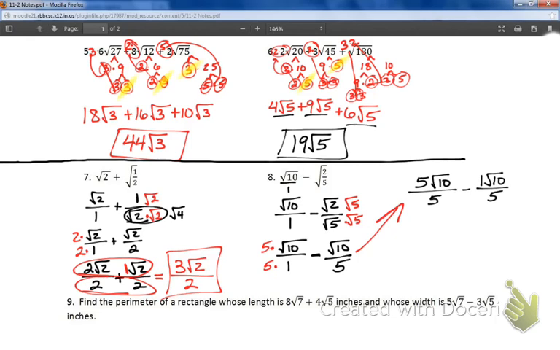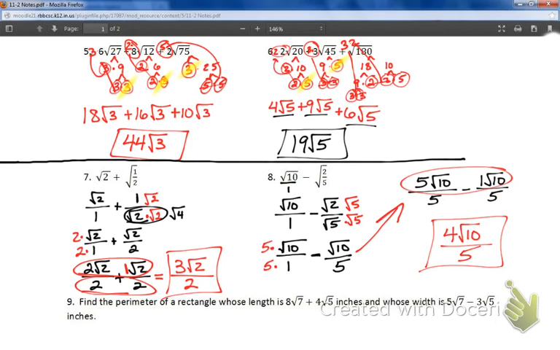And again, simplifying fractions. 5 root 10 minus 1 root 10 is 4 root 10. And the common denominator is 5. Again, does the square root of 10 reduce? No. But if it did, would you? Yes. But it doesn't, so you're just done. 4 root 10 over 5.